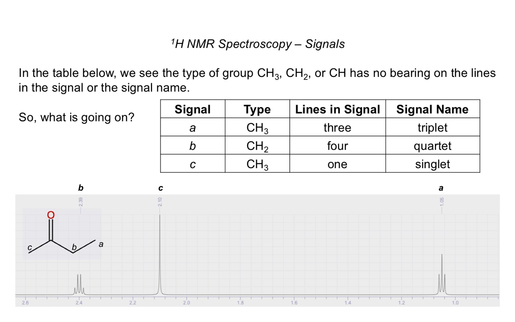So we said signal A belongs to CH3, and again, the 3 is the ratio there. There's 3 lines in the signal, 1, 2, 3, and then that's called a triplet or T. B is a CH2 group, so the ratio there is 2. There's 4 lines, 1, 2, 3, and 4. So that's a quartet or Q. And then C was the other methyl group. It has 1 line, so that's called a singlet or S.